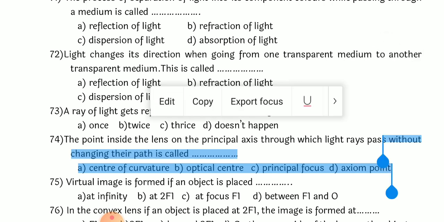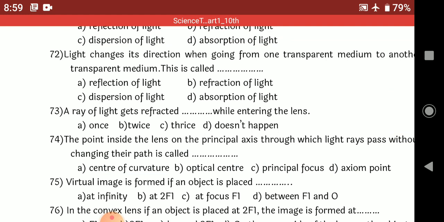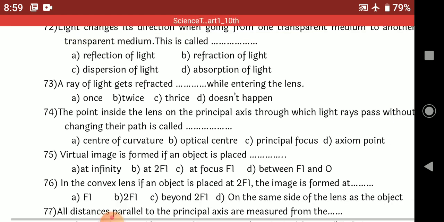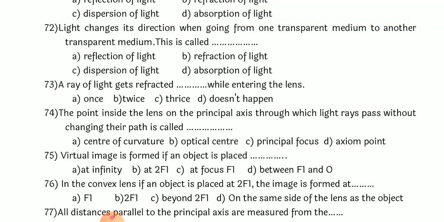A ray of light gets refracted while entering the lens. How many times? While entering the lens means it gets refracted only once. If the question said while passing through the lens, then it will be twice. But it is while entering the lens, so it is only once. So that is option A.